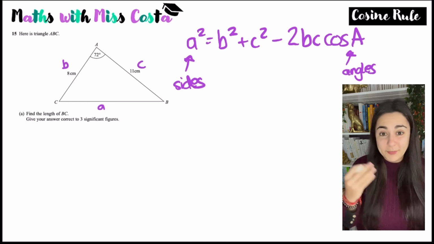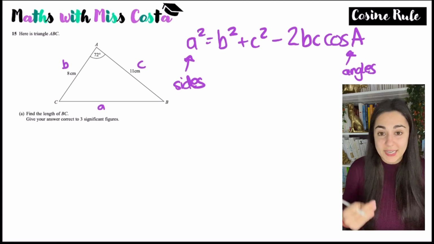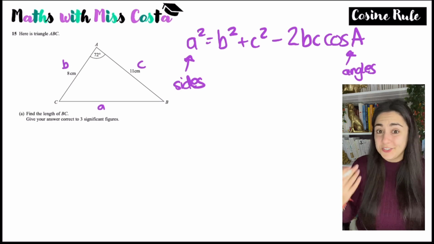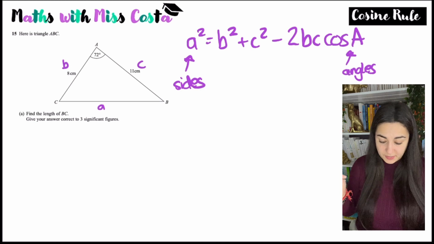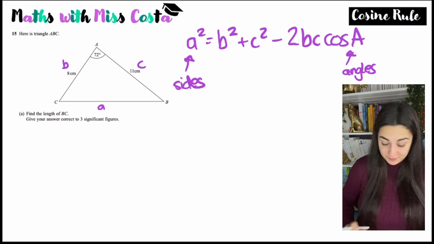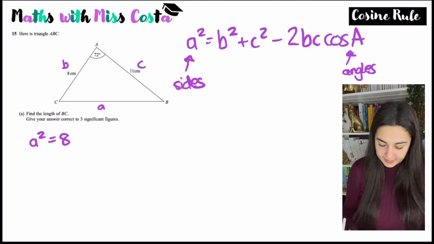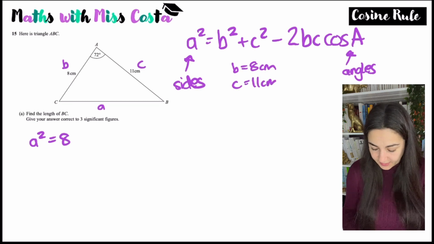Okay, and once we've identified and labelled our triangle, all you are doing is substituting into the formula. So don't let these kind of questions make you not want to do it. It's just substitution. And if you've labelled the triangle, it shouldn't be too difficult to substitute the values in. So a squared, which is what we're trying to figure out, is b squared, which is 8. Or actually, let's label everything. So b is 8 centimetres, c is 11 centimetres, and big A is 72 degrees. That just makes life easier for us.